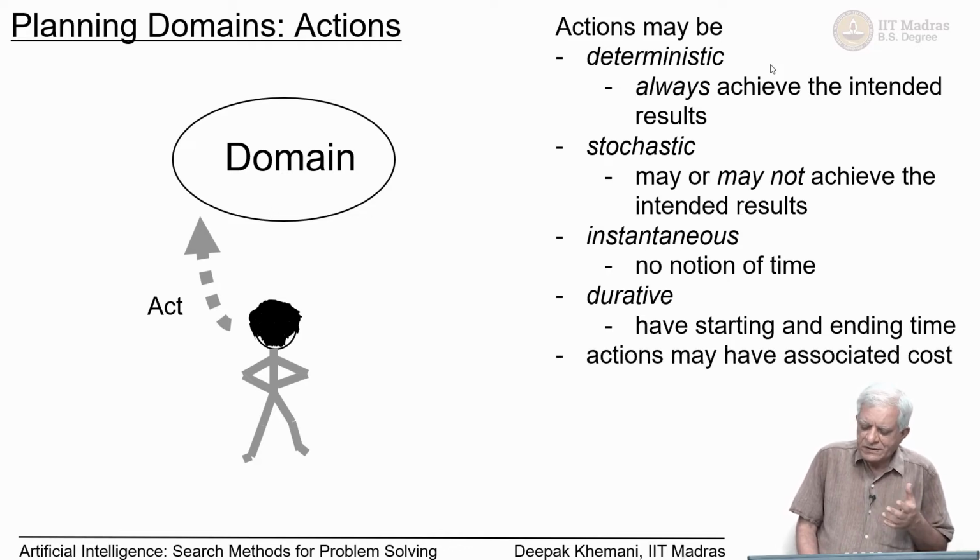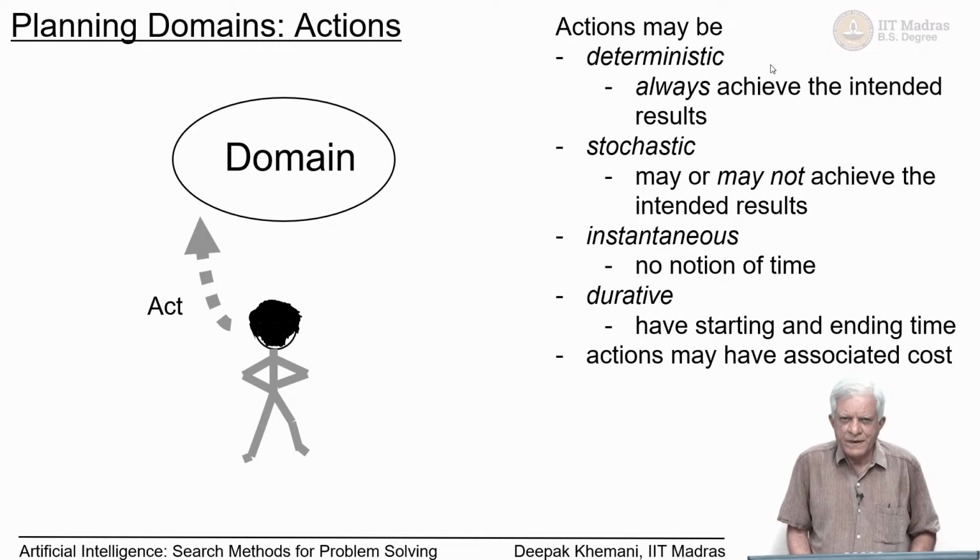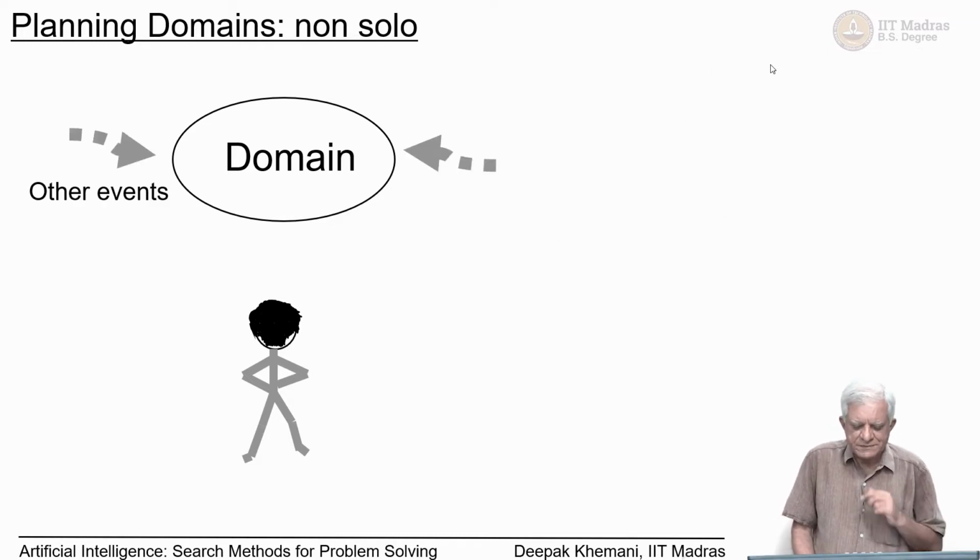Actions may have an associated cost. We have seen that when we started search, we did not associate cost with edges, but now we can add cost to edges, which means that plans can be evaluated based on the overall cost that the plan incurs.